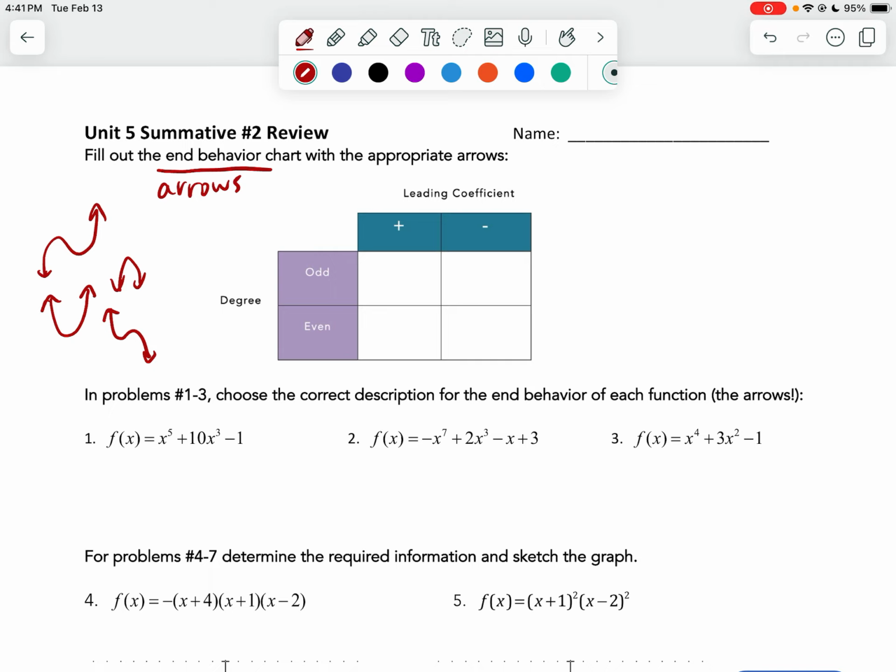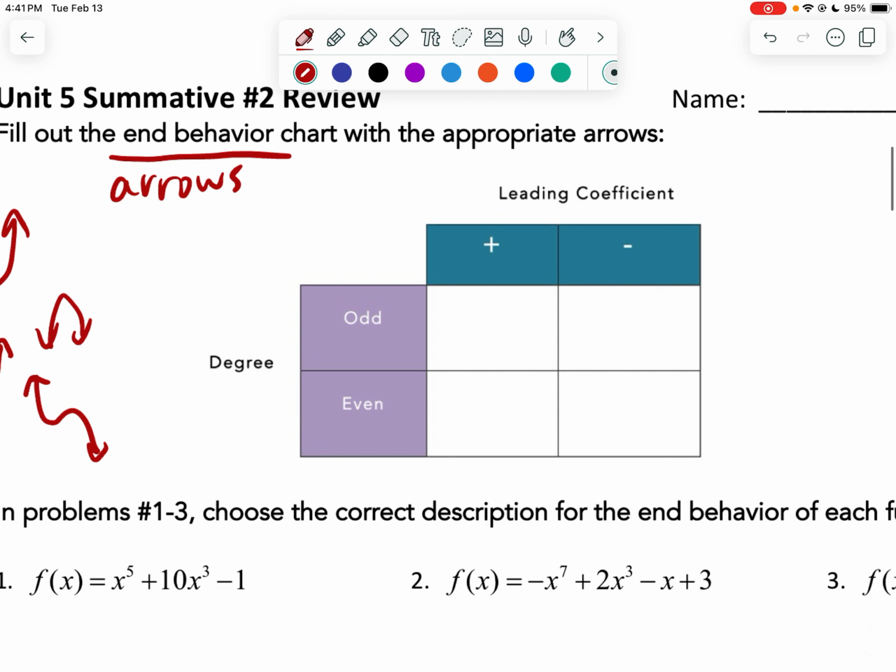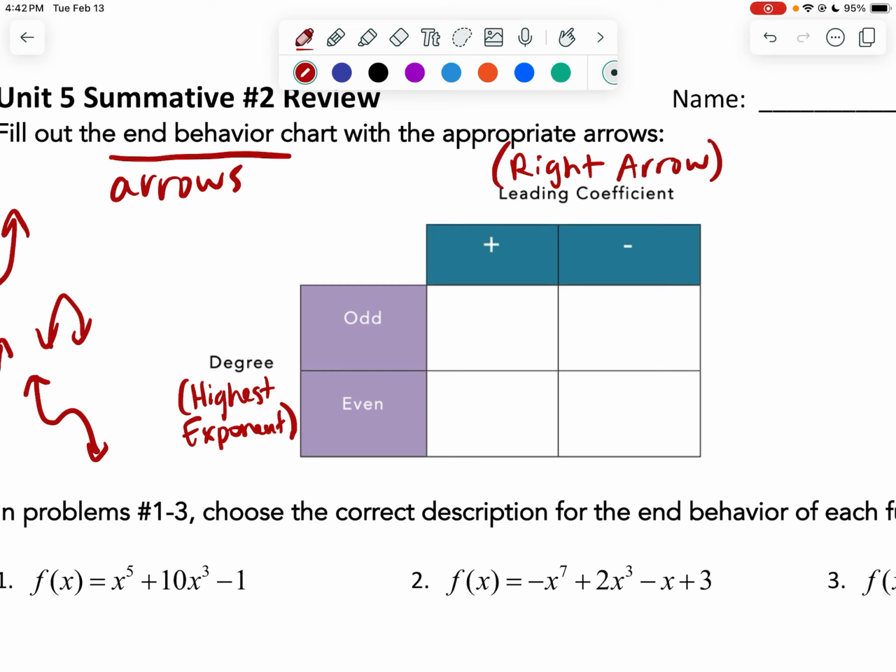So that all has to do with the degree and the leading coefficient. So the degree is always talking about the highest exponent. Okay, there's a couple different forms that these could be in, but highest exponent. Leading coefficient is always talking about your right arrow. So when your leading coefficient is positive, out of your two arrows, that means the right one has to be going up. Odd means opposite.